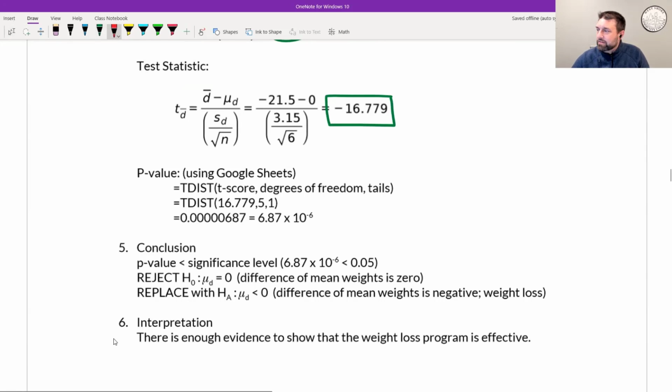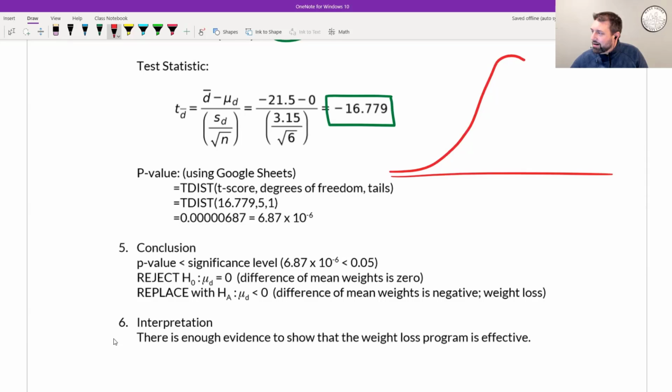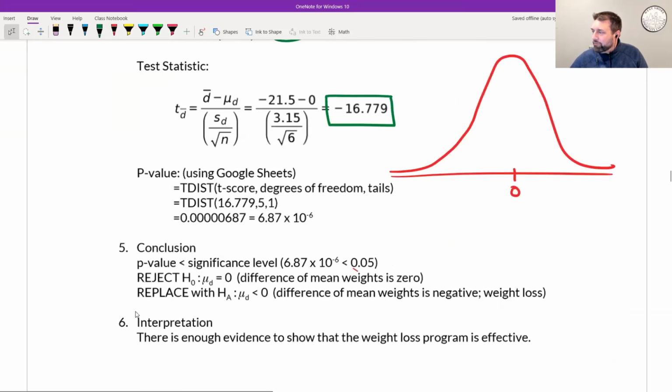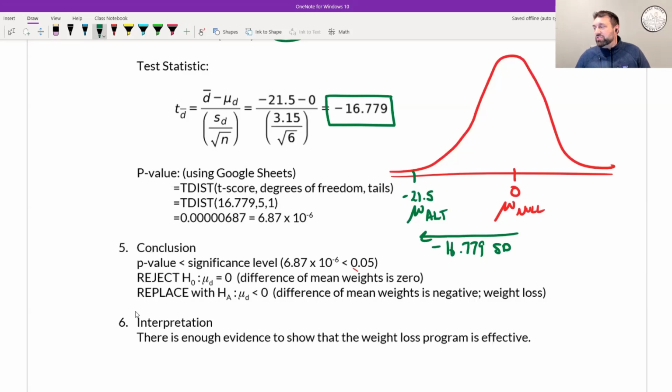Holy cow. So again, our null is at 0, and this value, negative 21.5, that is the mean of our alternative. And this is the mean of our null. And that alternative mean is 16.779 standard deviations away. Holy, this is really not close.